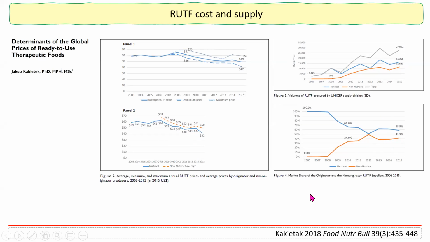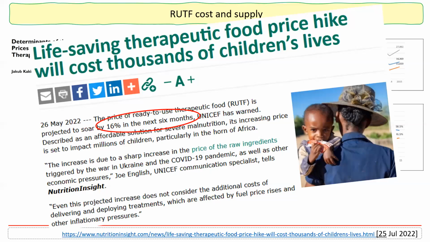And so if you have a tender system that works properly, this is what happens. The market share is broadened and the price actually reduces. This year, they're concerned that the price of ready-to-use therapeutic food is going to increase by about 16% because of the war in Ukraine, the pandemic, and a shortage of raw materials. But even with the price increase, I think ready-to-use therapeutic food is still the best option for feeding children.